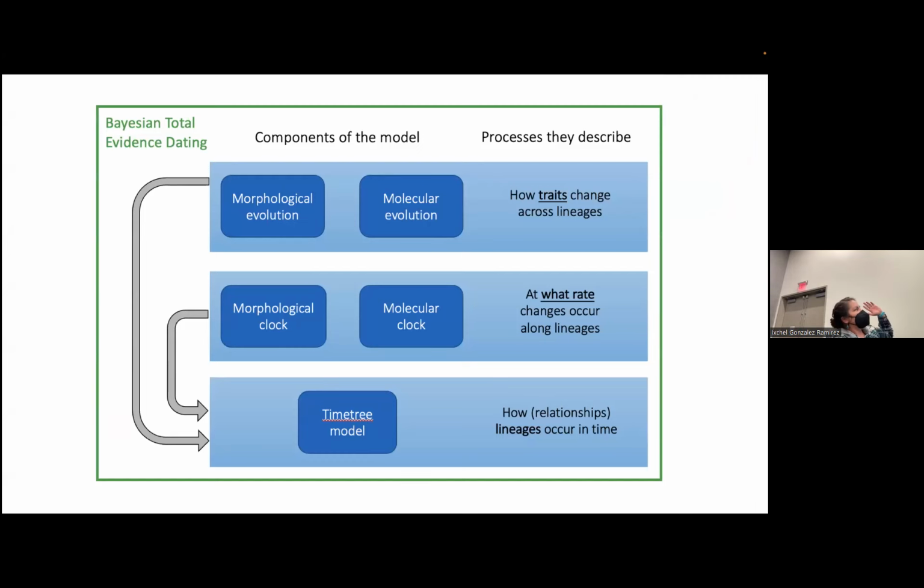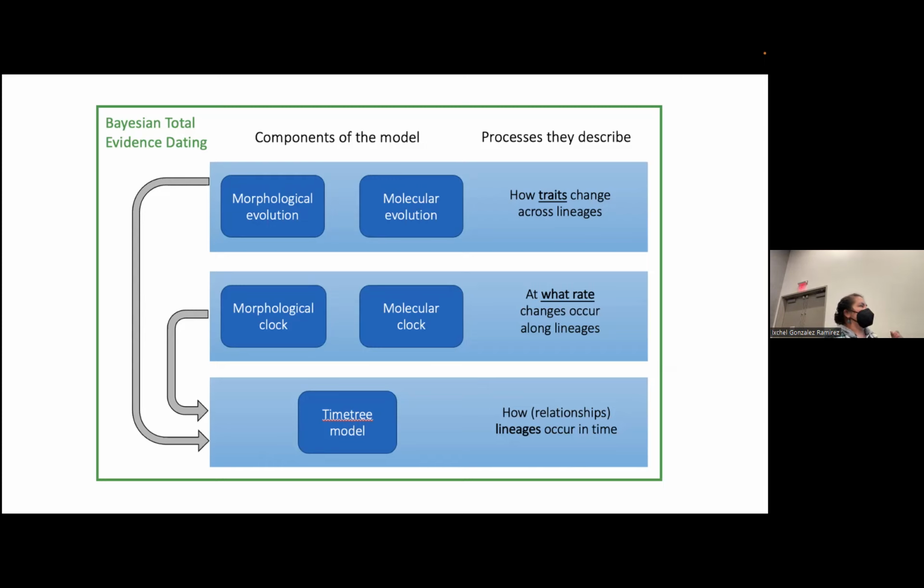So I present to you the Bayesian total evidence dating model. Remember we talked that the models have components, right? We can build very complex models using modules, so think of this as a modular structure. We have ways in which we model morphology, and these components explain how traits change. The Bayesian total evidence dating has three main components.